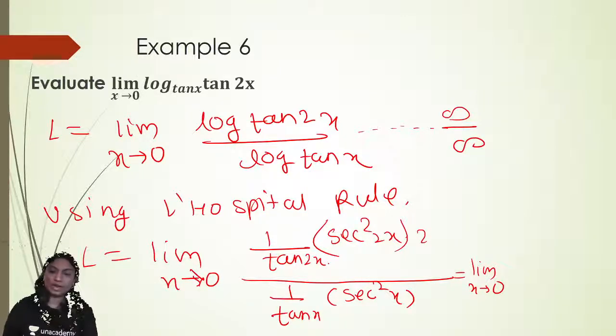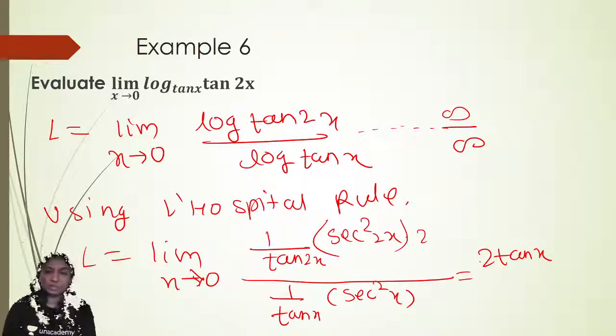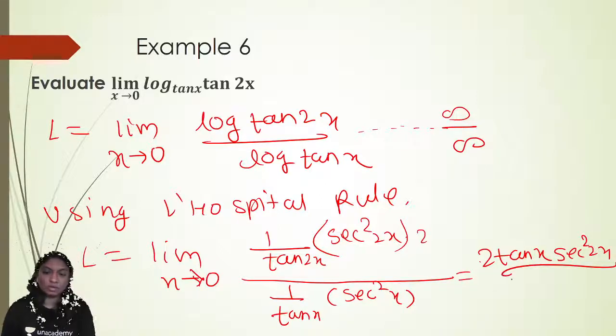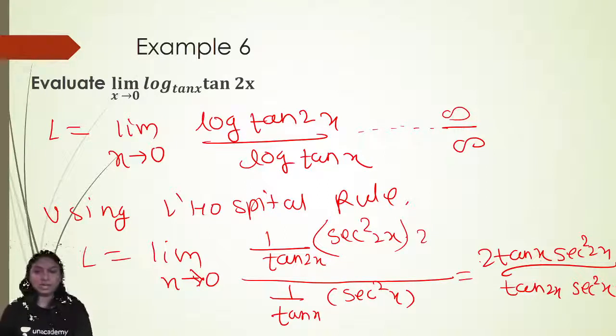So tan 2x upon tan 2x, directly put the limiting value as limit x tends to 0. So tan 0 here is 0. So this becomes again 0, right? But we know that limit as x tends to 0, tan x upon x is equal to 1, right? So what we will do, we will write this as 1 upon tan 2x. So you will get 2 tan x into sec square 2x upon tan 2x into sec square x.